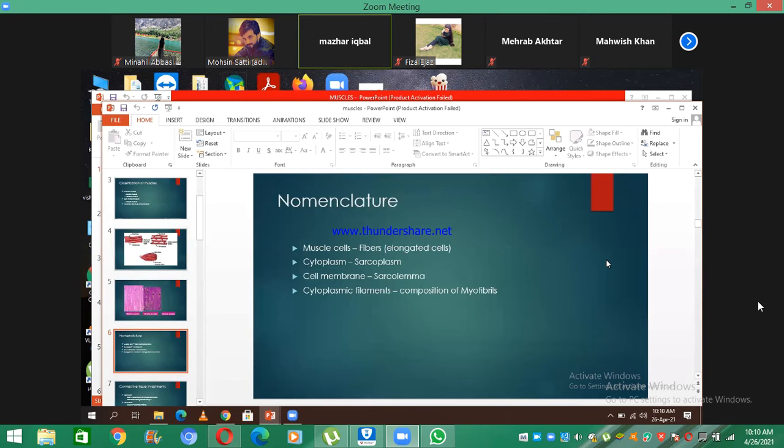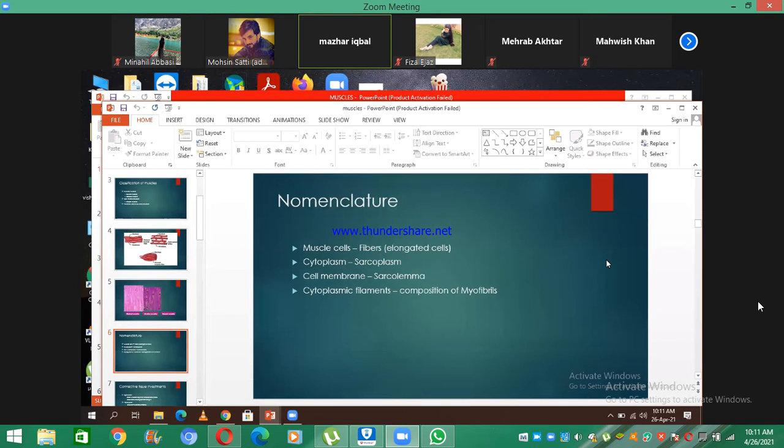Now the special nomenclature given to the muscle cells: the muscle cell is known as the fiber. These are elongated cells as compared to the epithelial cells or the neurons. So muscle cells are longitudinal and fiber-like, and that is known as the muscle fiber. The cytoplasm of the muscle fiber is known as the sarcoplasm. The cell membrane is known as the sarcolemma in the muscle fiber, and the cytoplasmic filaments are known as the myofibrils. So filaments in the cytoplasm are known as the myofibrils.